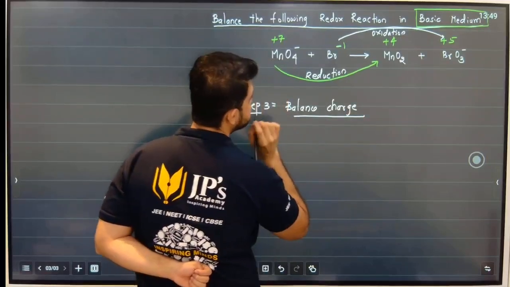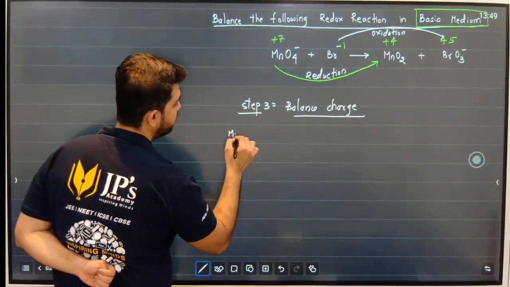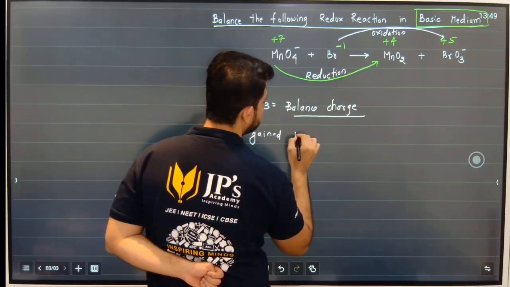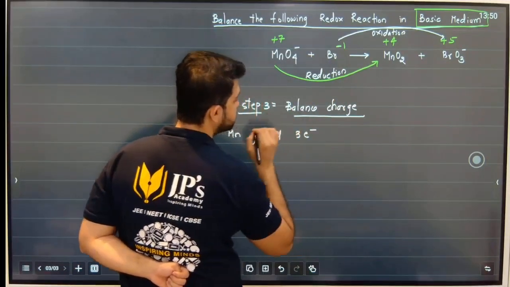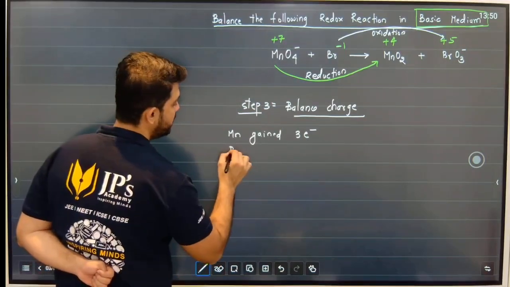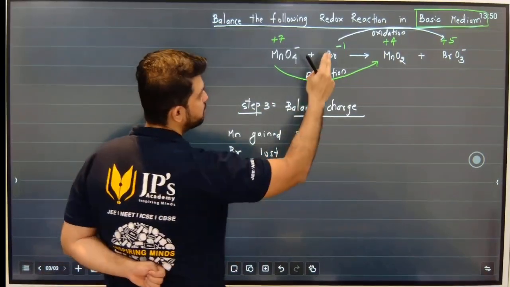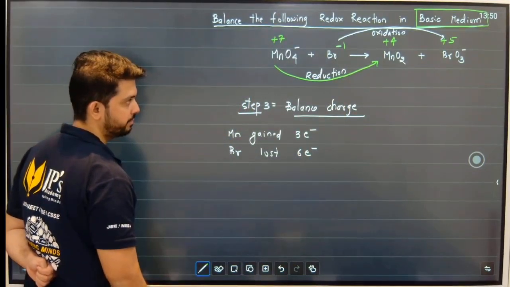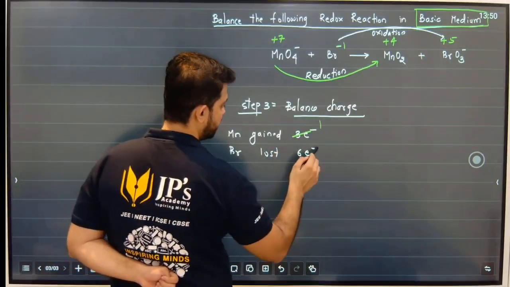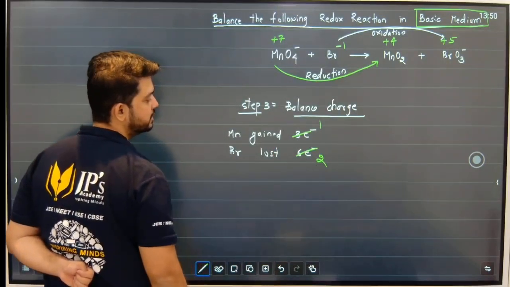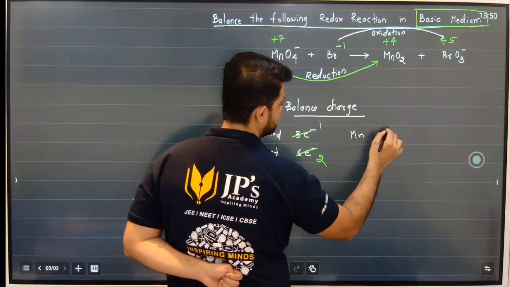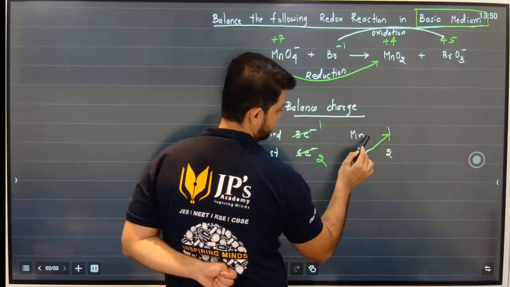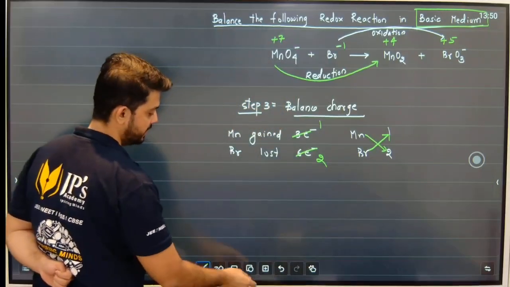Now students, चार्ज बैलेंसिंग में हम कैसे देखते हैं. मैंगनीज गेन्ड, स्टूडेंट्स, मैंगनीज गेन्ड +7 से +4, मतलब मैंगनीज गेन्ड 3 इलेक्ट्रॉन्स. और ब्रोमीन लॉस्ट, स्टूडेंट्स, ब्रोमीन वेंट फ्रॉम -1 to +5, so bromine lost 6 electrons. If we can divide this, तो हम उसको करते हैं. 3 1s are 3, 2s are 6. So जहाँ पे भी ब्रोमीन है we are going to multiply that with 1, and जहाँ पे भी मैंगनीज है we will multiply that with 2.